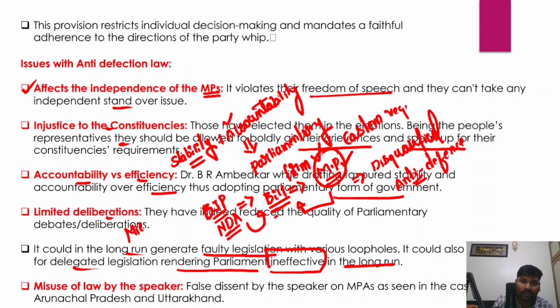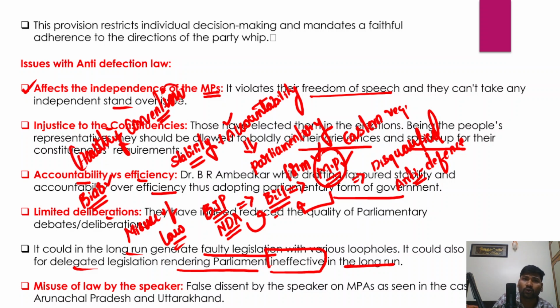And apart from that, there is the misuse of the law by the Speaker. Now, one thing you need to understand here is that the Speaker of the Lok Sabha is elected to the office of the Speaker from the ruling party. Since he is elected from the ruling political party, very often it is observed that the functioning of the Speaker is biased in favor of the government in power at the center. However, in India, there is a healthy convention that has been developed.